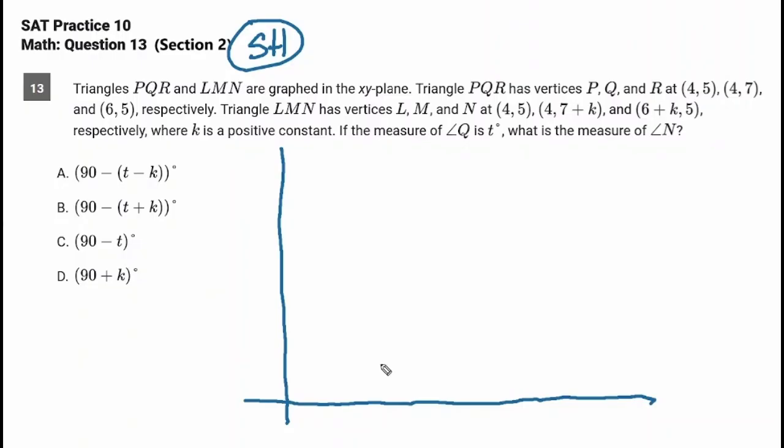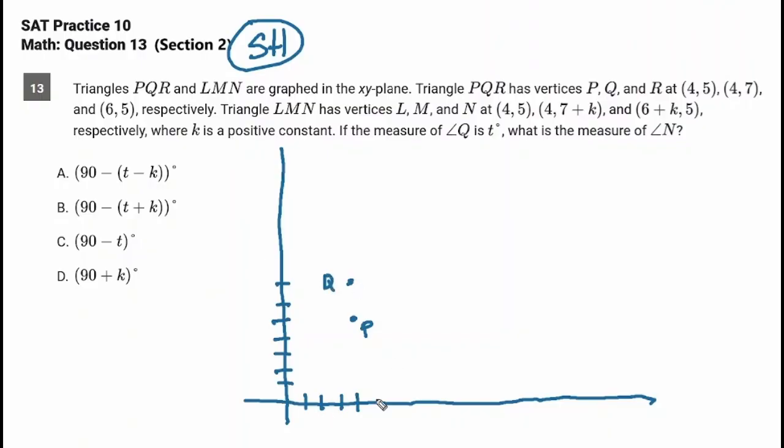The first point P is (4, 5), so 1, 2, 3, 4, 1, 2, 3, 4, 5. All right, what's this right here? That's point P. All right, what's the next one? (4, 7). Notice it's on the same line. 4, this is 5, 6, 7 up, right? So what point is this right here? It's Q, and then R is at (6, 5).